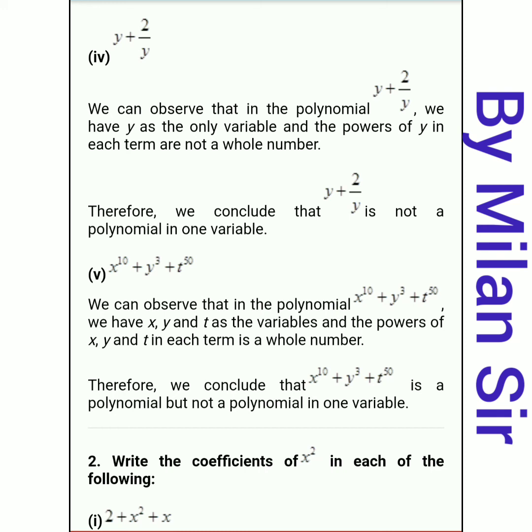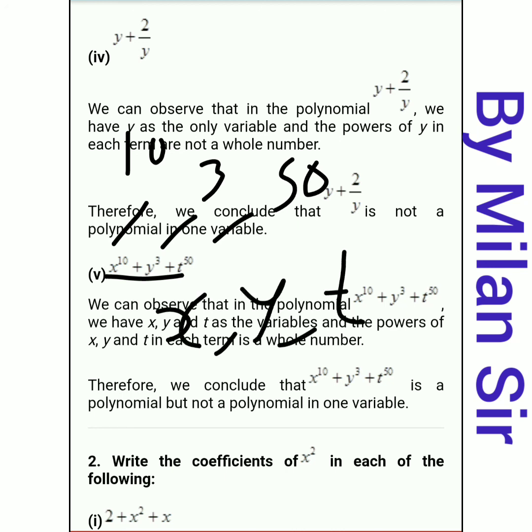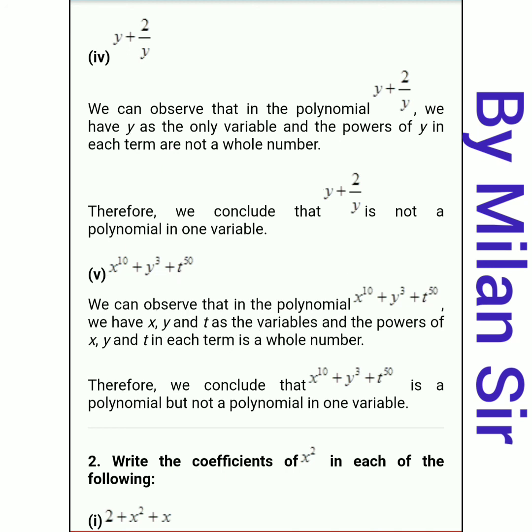Then question number 5. x raised to 10, y raised to 3 plus t raised to 50. Here the exponents of the variables are 10, 3 and 50. So they are whole numbers, right? But second thing, just count the number of variables here. Here in total we have 3 variables. So this is a polynomial but not in one variable, right? Here 3 variables are present. That's why our answer is again no.